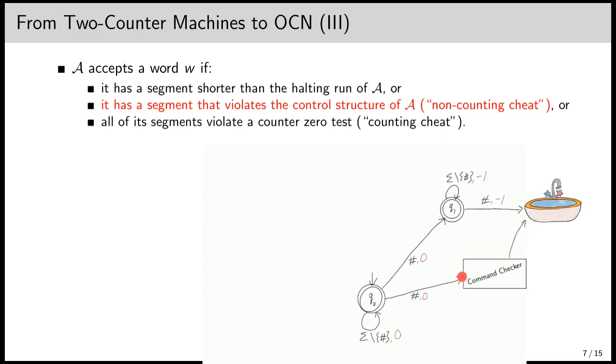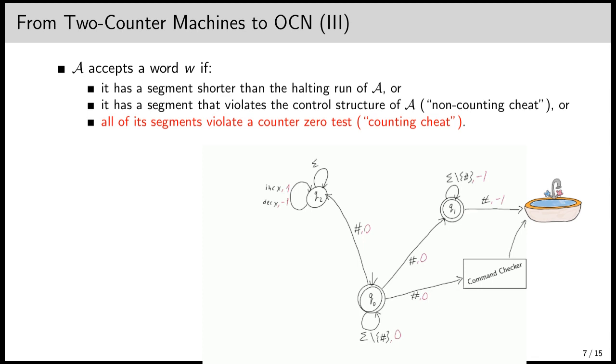So the command checker plugs in here, and we move on to the next violation, which is a counting cheat. We actually separate these to zero cheats and positive cheats. A zero cheat for the counter x means that at some point we saw the command x equals 0 so go to Li, but the actual counter value for x was positive, not 0. To handle this, we add a transition on sharp from Q0 to a new state Q2, where we simulate the counter value for x. That is, if we see the command increase x, then we increase the counter, and if we see the command decrease x, then we decrease it. All other commands do not change the counter value.